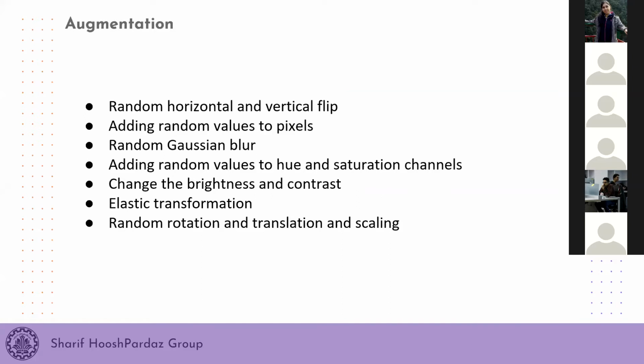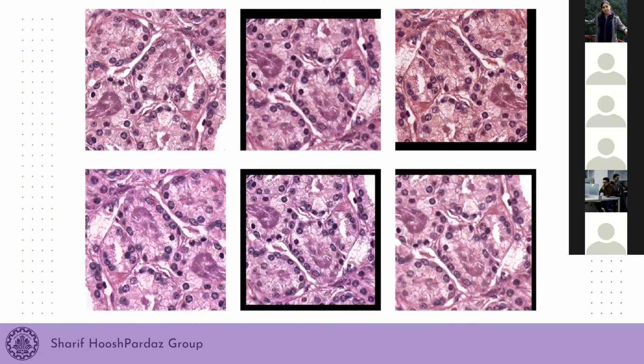And for the last step in preprocessing, we augmented data to make the network more robust and to enhance data. These are the augmentations that we applied: random horizontal and vertical flip, adding random values to the pixels, random Gaussian blur, adding random values to hue and saturation channels, changing the brightness and contrast of images, elastic transformation, and random rotation and translation and scaling. So here you can see an example of applying some of these augmentations on a sample slide from the training set. The original slide is on the top left.